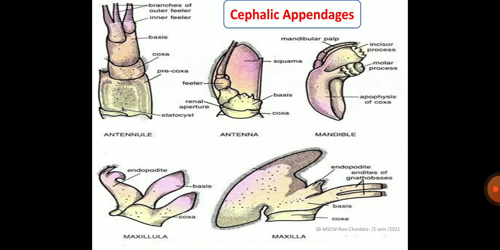So the word is scaphognathite. The movements of scaphognathite create a water current passing over the gills, and the free margin of scaphognathite is beset with setae. Hence, you can say the maxillae help in respiration and in manipulation of food. So, the function of maxillae is to help in respiration as well as to manipulate the food. Fine, these are all the cephalic appendages. The information is given once again in the slides followed by it.